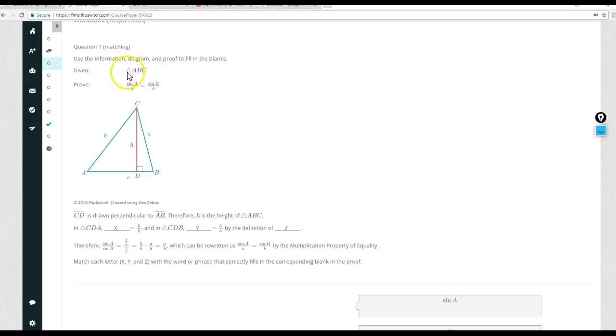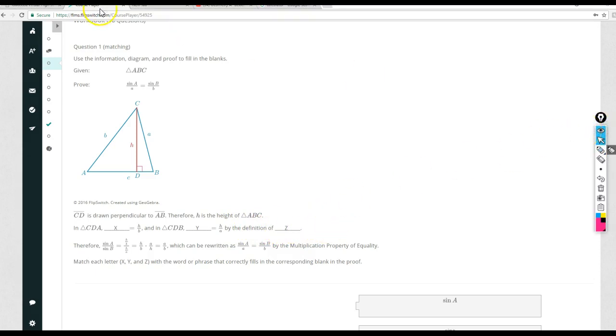Given triangle ABC, prove that the ratio of sine A divided by A is equal to the ratio of sine B divided by B. We're given our diagram right here of triangle ABC with its labels. So segment CD is drawn perpendicular to segment AB. Therefore, H is the height of triangle ABC. In triangle CDA, blank equals H over B, and in triangle CDB, blank equals the ratio of H over A by the definition of blank.